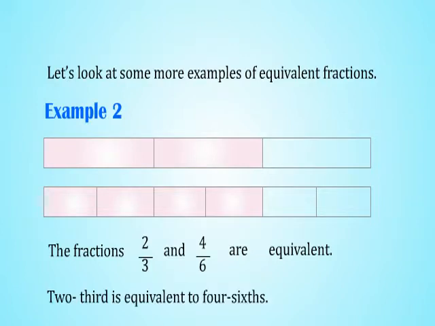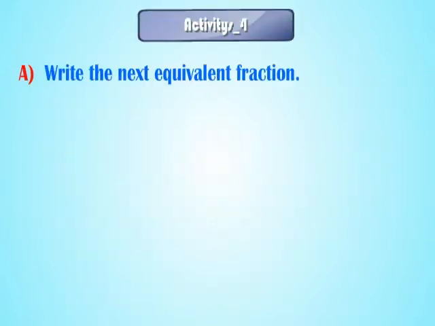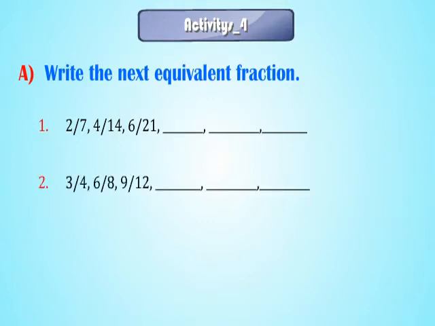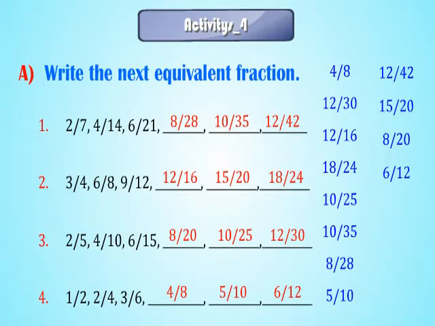Activity 4. A. Write the next equivalent fraction. 1. 2 by 7, 4 by 14, 6 by 21. 2. 3 by 4, 6 by 8, 9 by 12. 3. 2 by 5, 4 by 10, 6 by 15. 4. 1 by 2, 2 by 4, 3 by 6.